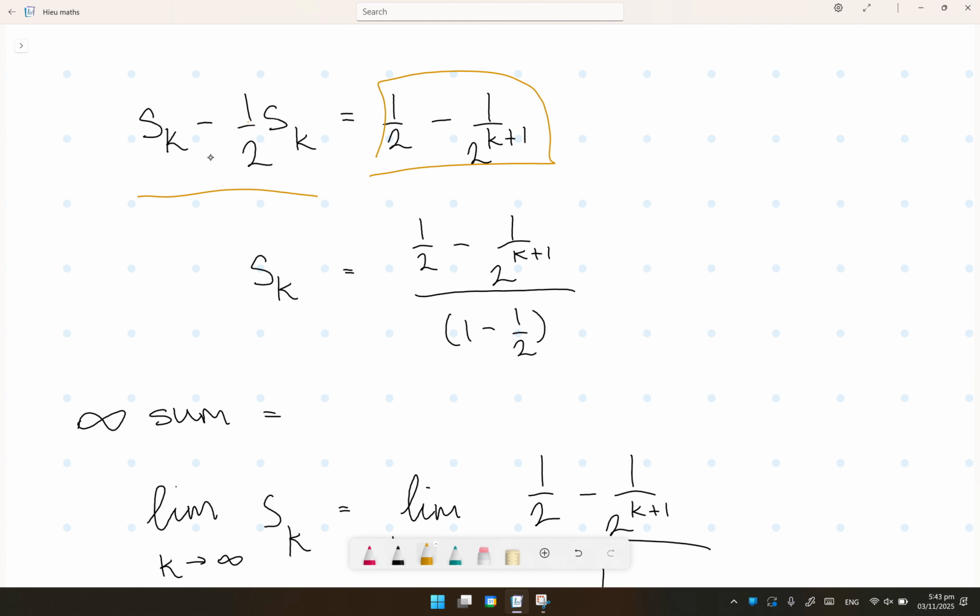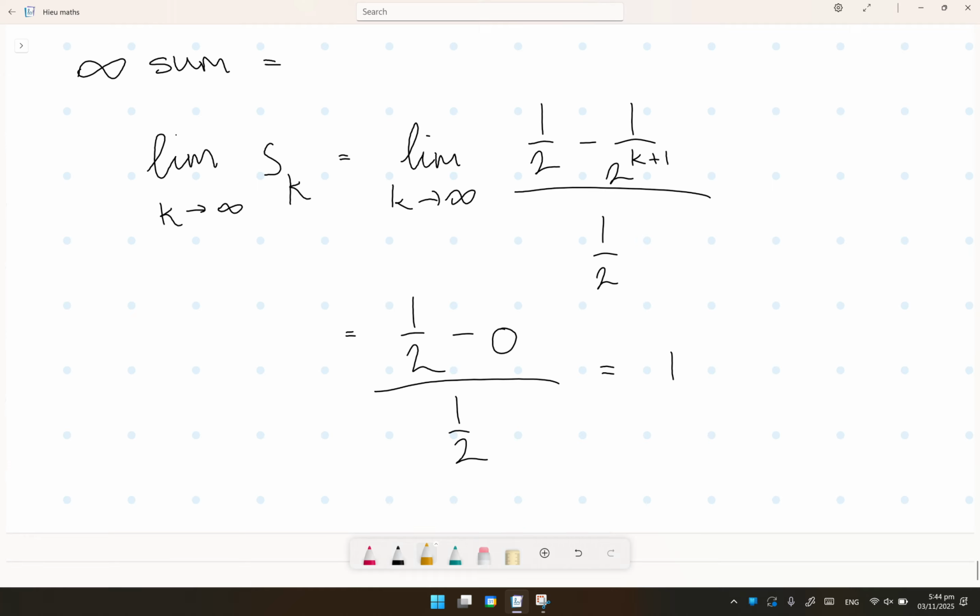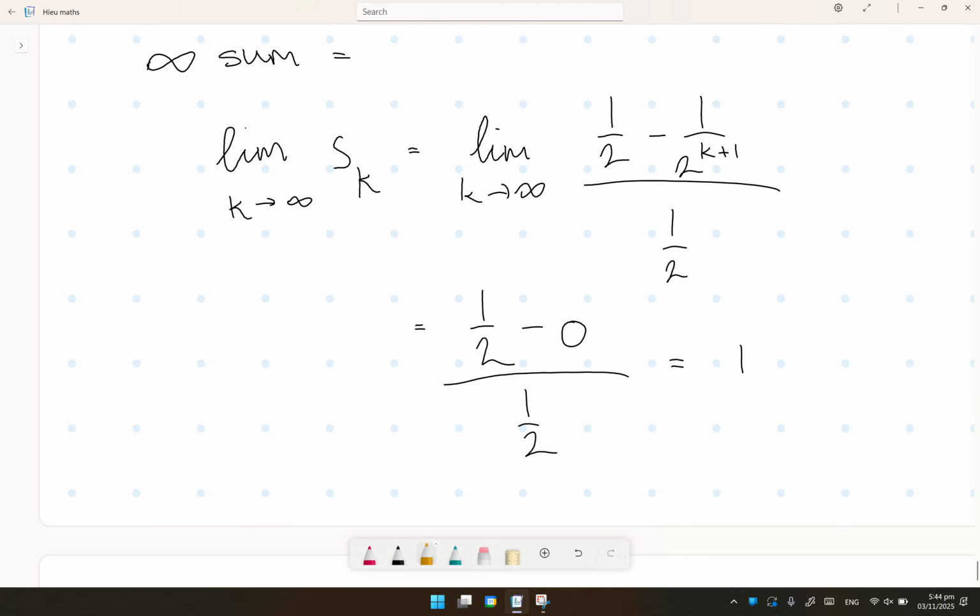And so if you factorize this out, you have s_k equals 1/2 minus 1 over 2^(k+1) over 1 minus 1/2, and for the infinite sum, you literally just take the limit as k goes to infinity, which is the same here, the limit as k goes to infinity. And what you can do is 1/2 minus 1 over 2 to the infinity. Okay, that's 1/2 minus 0 over 1 minus 1/2, which is 1/2, which is what you have here. 1/2 minus 0 over 1/2, that's equal to 1, right?